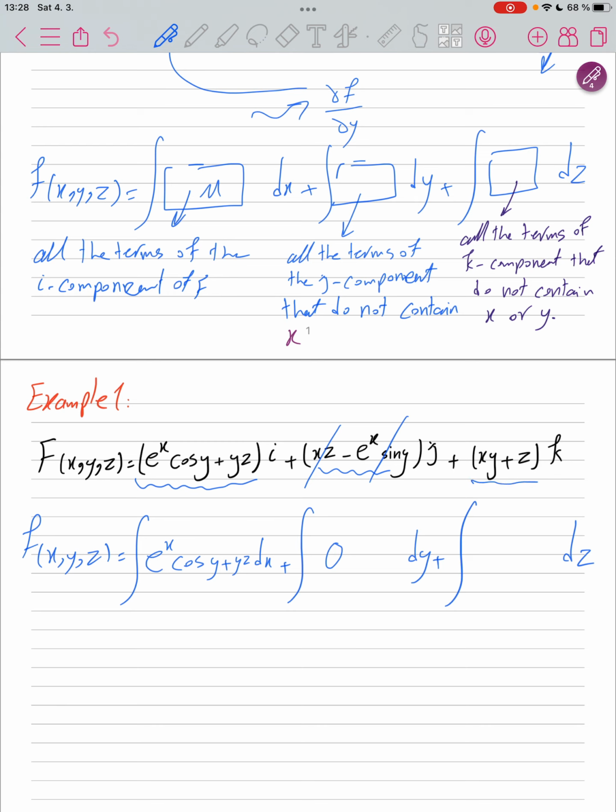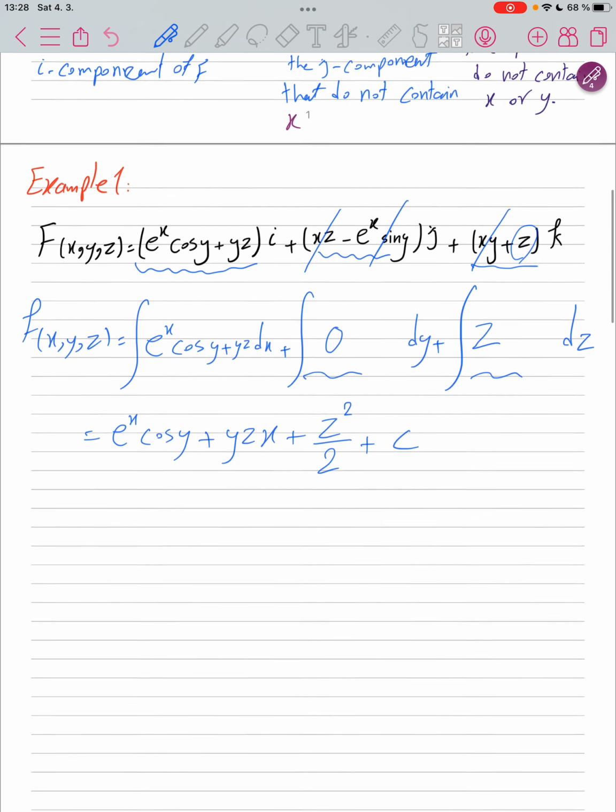Here, I should ignore all the terms of the k component which contain x or y. Therefore, I should ignore this part, and I only have z. Therefore, this is going to be the integral with respect to x, which is e to the x cosine y plus yzx. This is going to be 0, and therefore this is going to be z squared over 2 plus c, right?